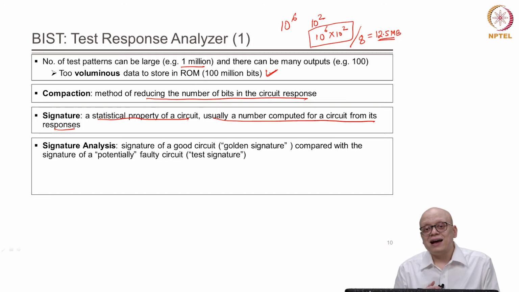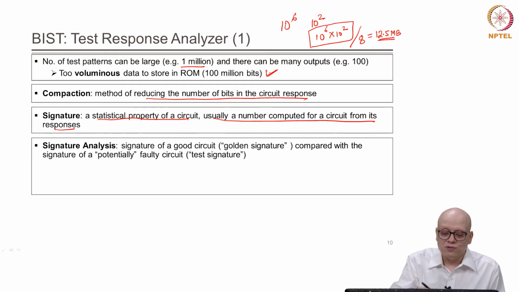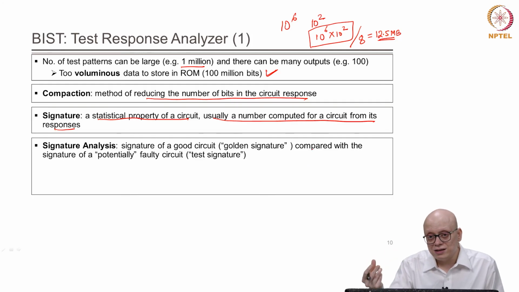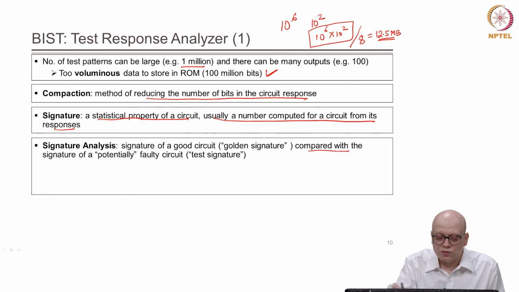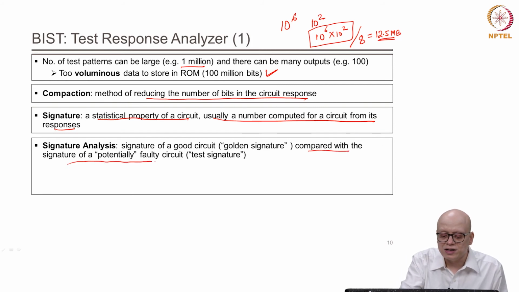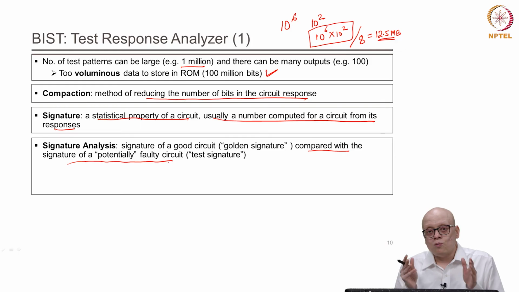And then when we do the BIST based testing, we do a signature analysis. We compute the signature of the good circuit and store it in the ROM in the BIST, and then compare it with the signature of a potentially faulty circuit. So, while doing testing, we compute the test signature.